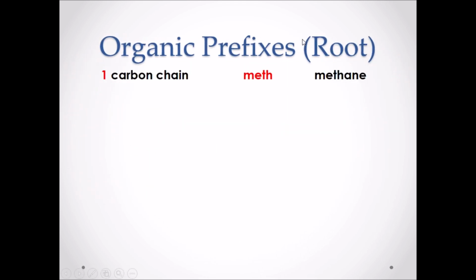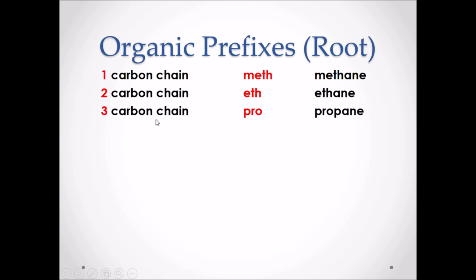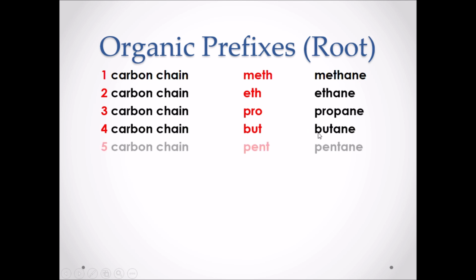Organic prefixes, also used for the root. A 1-carbon chain is given the prefix meth, and methane represents a single carbon alkane. A 2-carbon chain is given the prefix eth. 3 carbons is pro. 4 carbons is bu, example butane.